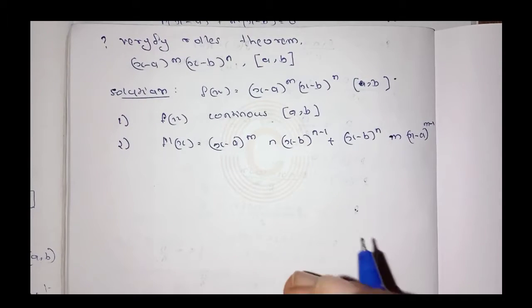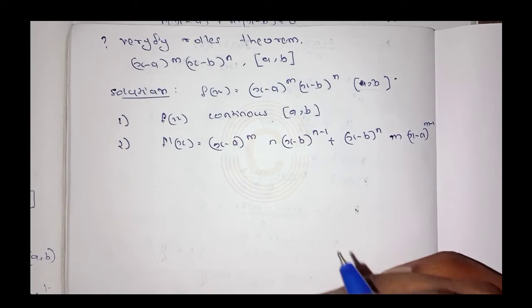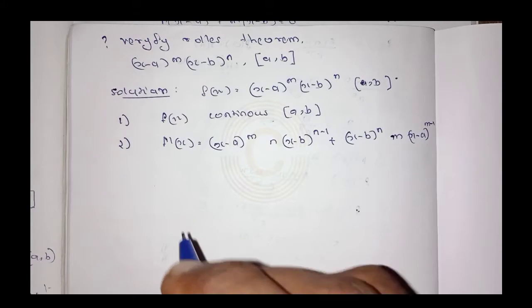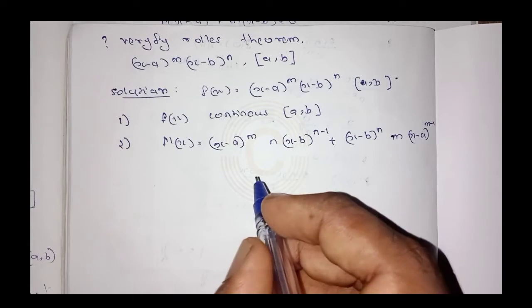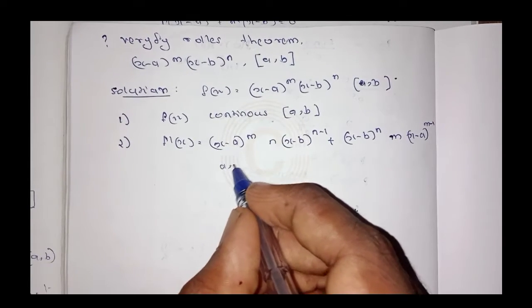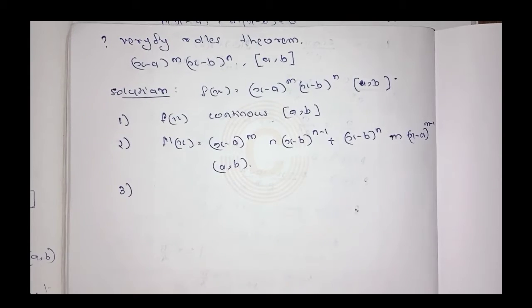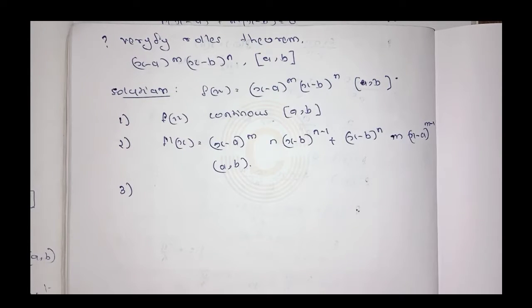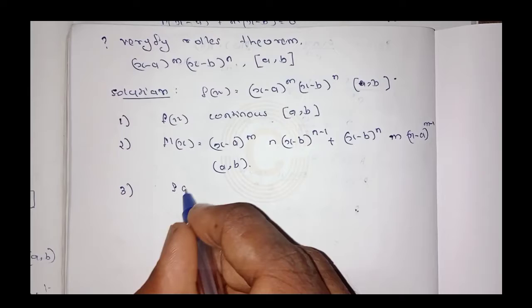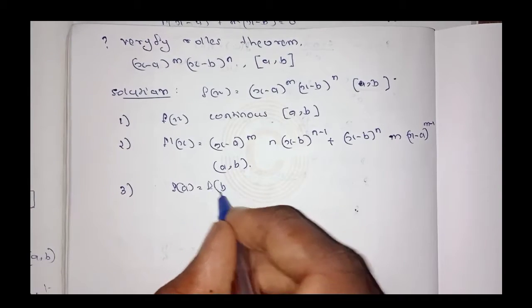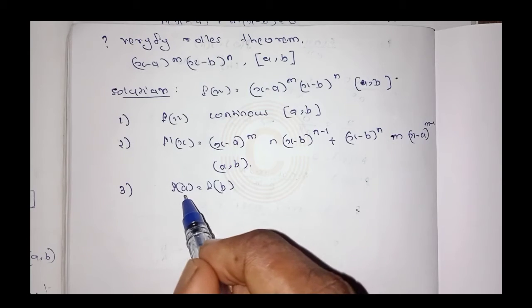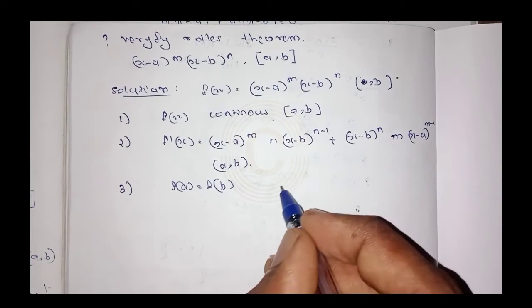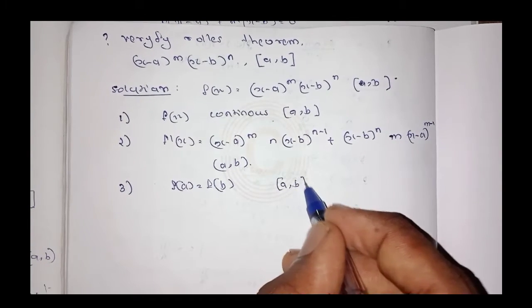Note here that there is no need for further simplification. So the given function f of x is derivable on the open interval a comma b. In the third step, we want to show that f of a is equal to f of b. The given points are a and b, that is a comma b.